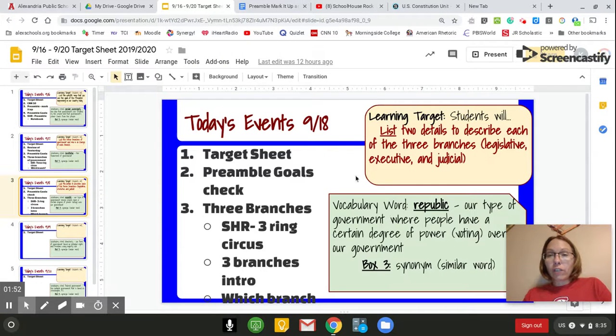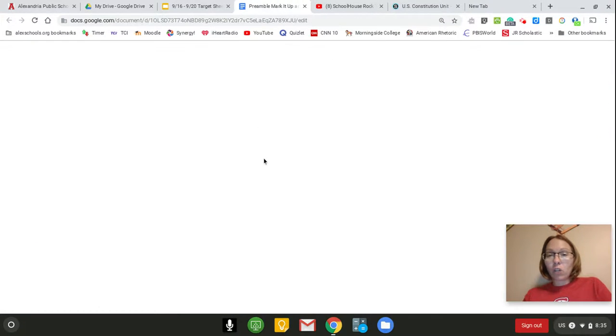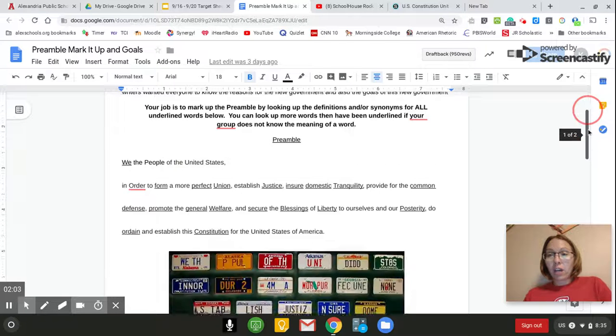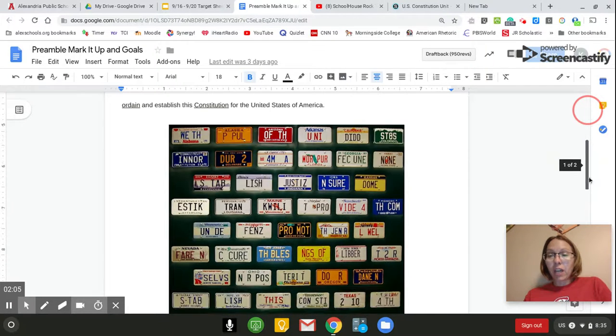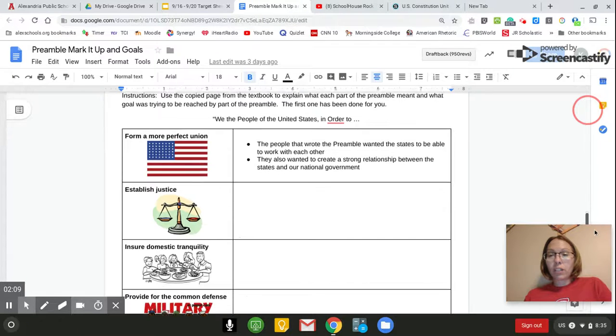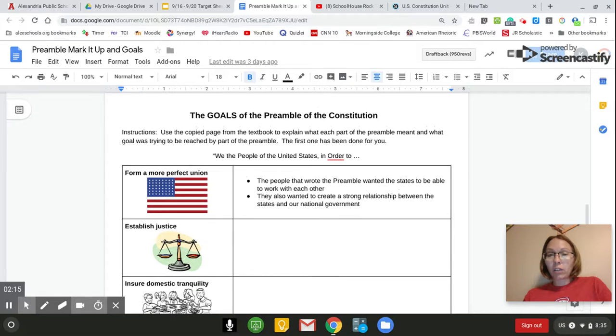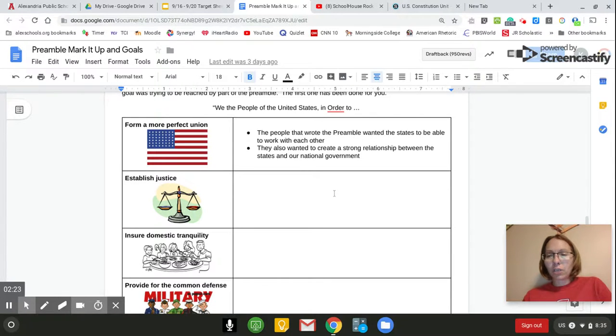So, just FYI, the first thing we did is I had everybody show me their completed homework. And we had done this mark it up portion together. Well, you guys had done that when I was gone on Monday. And then yesterday we went over it and discussed more. And then I had given you some homework to look up in our textbook, the goals of the preamble. And now I wanted you to use that textbook information to write down, what does establish justice mean? How do we see that in our country? What does it mean to ensure domestic tranquility? What is that in a more easy to understand, more specific goal?